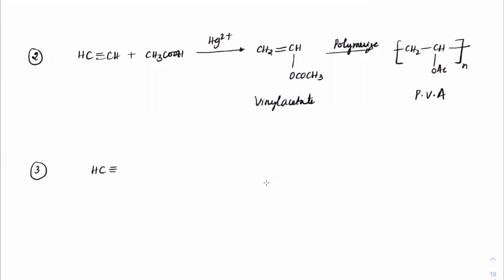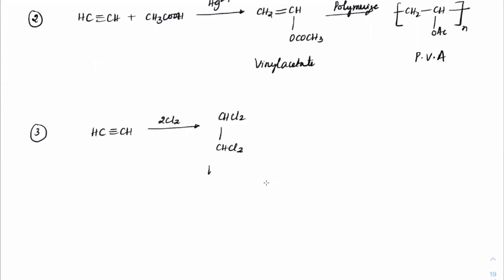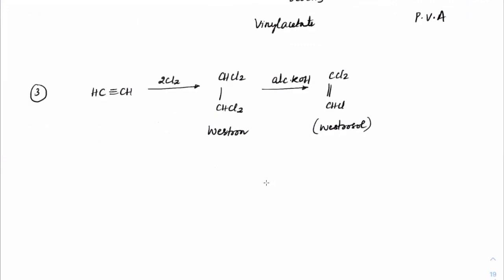Next, HC triple bond CH in the presence of 2 moles of Cl2. This will form CHCl2 here with CHCl2 here. This is known as Westron. If you use that with alcoholic KOH, elimination will happen here, so we'll get CCl2=CHCl. Sorry, CHCl. This is called Westrosol. Westron and Westrosol are used as solvents for dry cleaning purposes.